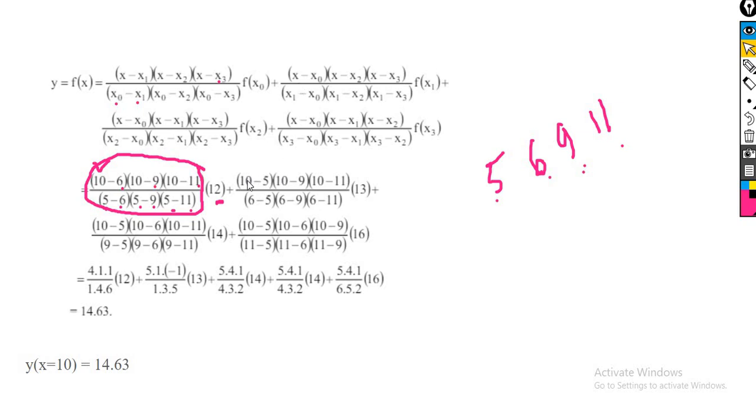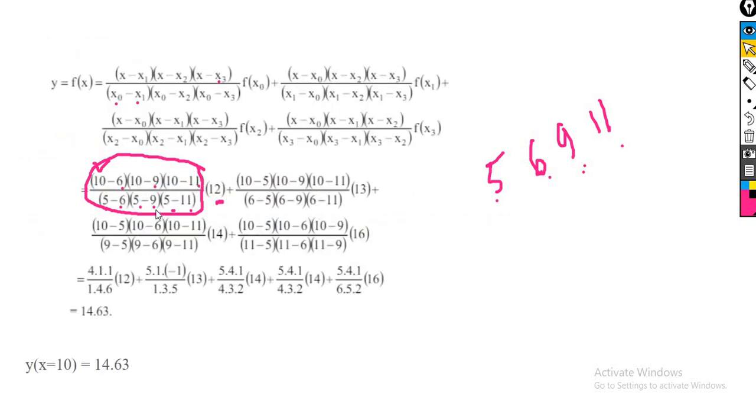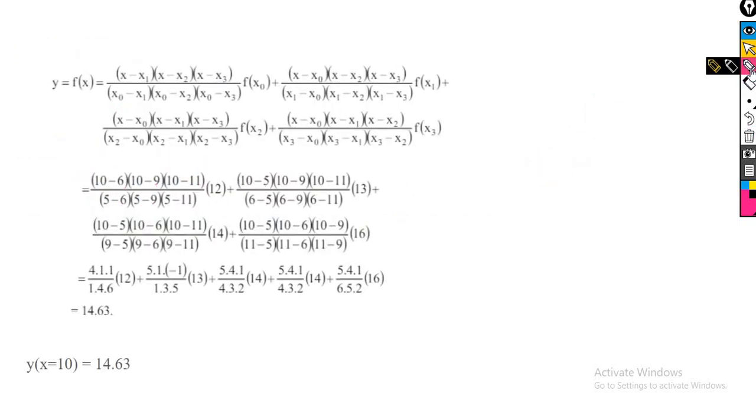Same way we can get the others. So this is 10 minus 5, 10 minus 9, 10 minus 11, over x1 minus x0, so 6 minus 5, 6 minus 9, 6 minus 11. So you have the coefficient value, and the corresponding function value is given as 13. So you can calculate it for 4 different coefficients, C0, C1, C2 and C3, with the function values. Now put these values, simplify, and one can get the function value at x is equal to 10.